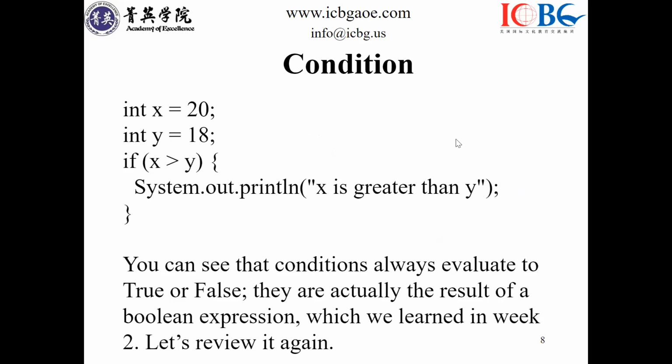So here in this example, we have int x equals 20, int y equals 18, and if x is greater than y, System.out.println("x is greater than y"). So you can see that the condition is x is greater than y, and in this case, this condition is true because 20 is greater than 18. All of your conditions are going to be Boolean expressions. They're going to be either true or false.